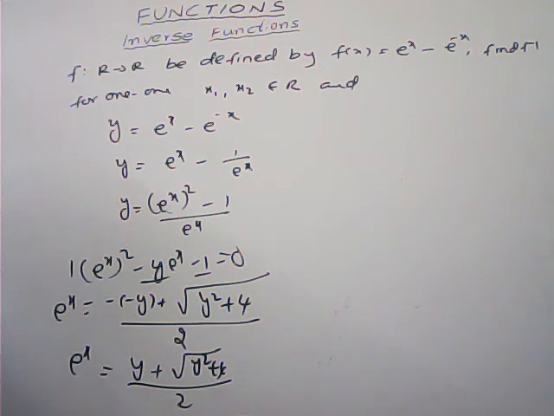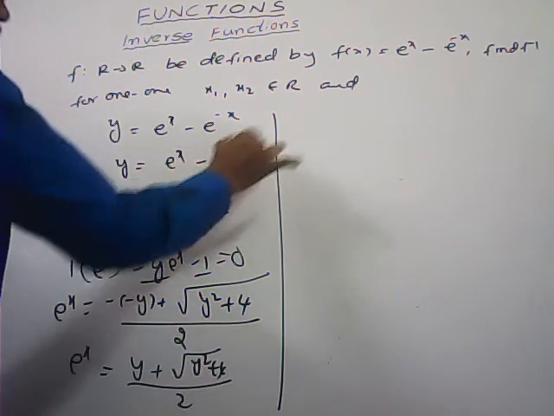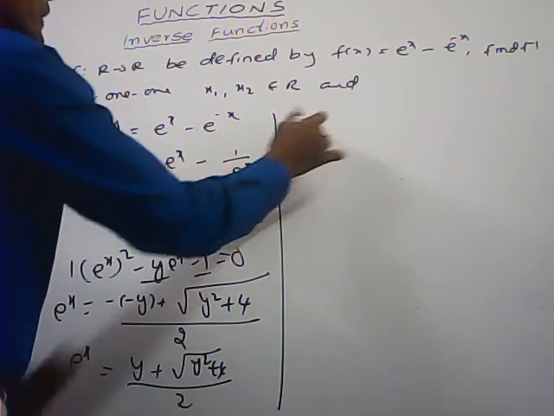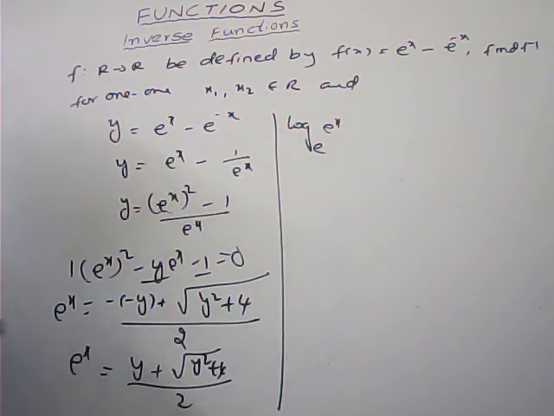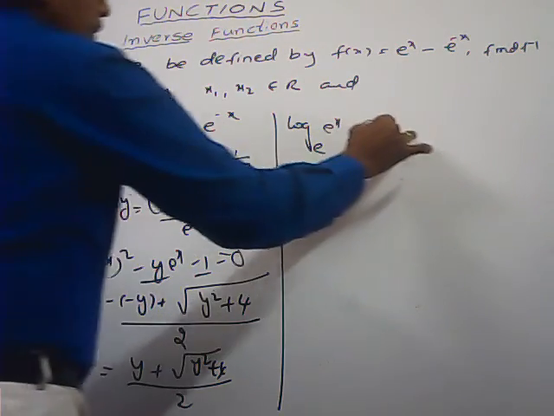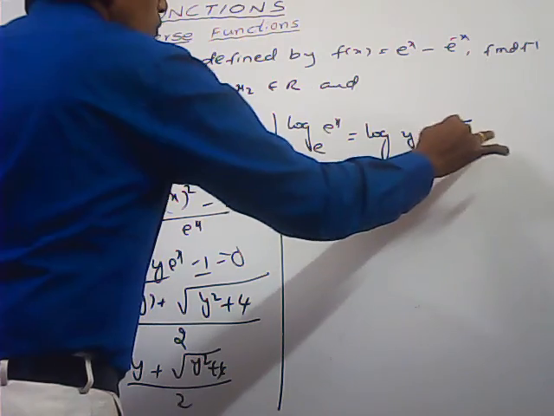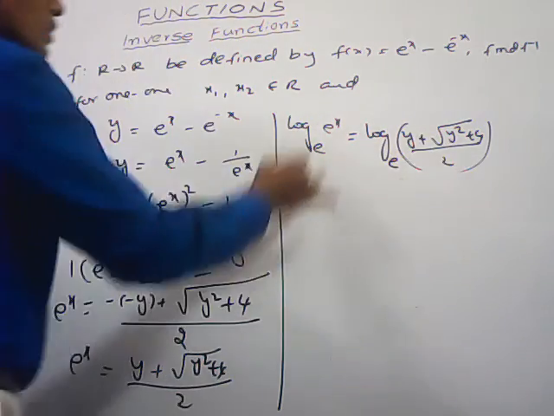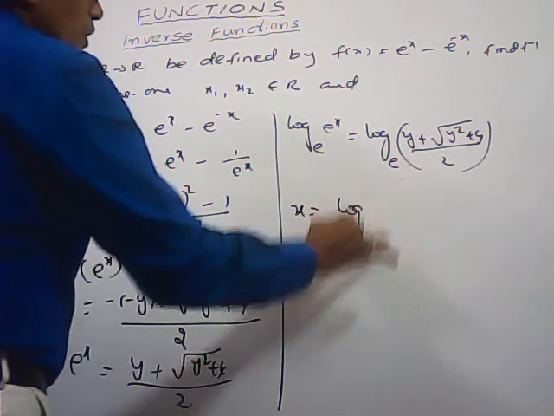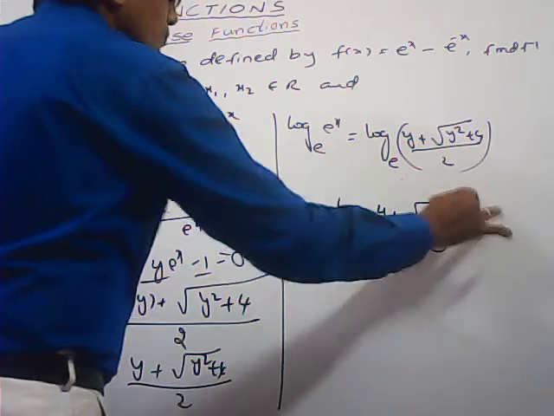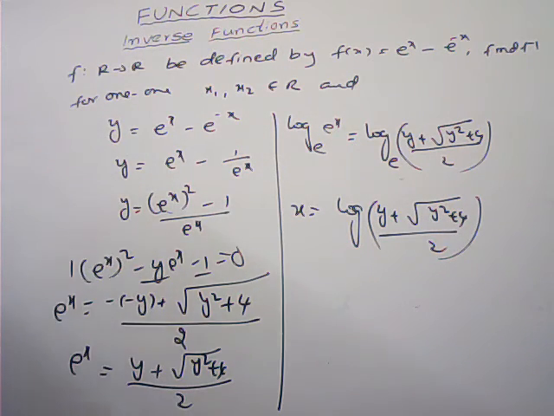Now here I am taking log on both sides to the base e. Log of e^x to the base e, I am applying the log on both sides. Log of y plus root of y square plus 4 by 2 to the base e. Now that is x is equal to log of y plus root of y square plus 4 by 2. Here what about x? x is the f inverse of y only.